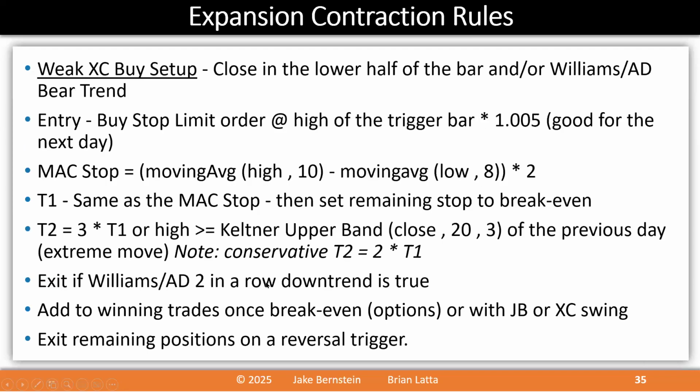So if you had a chance to get through this, I'm going to go to the next page, which is just the week expansion contraction buy setup where price does not close significantly higher. I'd like to be a buyer when price closes significantly higher in the upper half of the bar, and Williams accumulation says it's a bear trend.